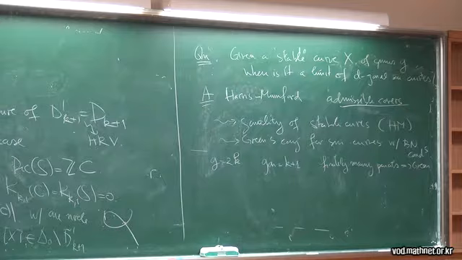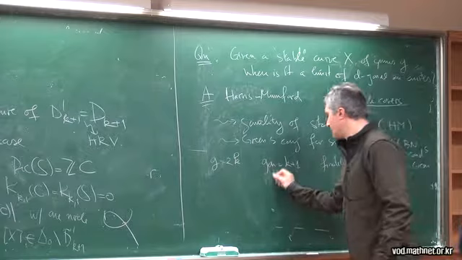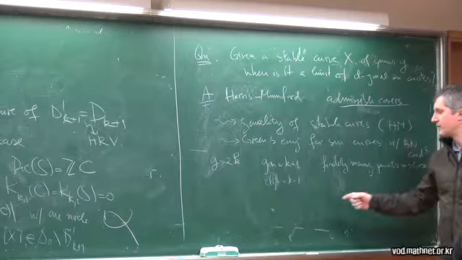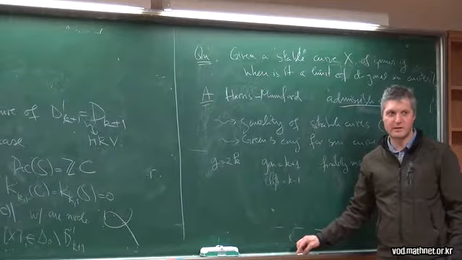So finitely many pencils, Clifford index is k minus 1. So finitely many minimal pencils says that the Clifford dimension is 1, because if the Clifford dimension is bigger, then you have infinitely many. Yeah, exactly, yes.